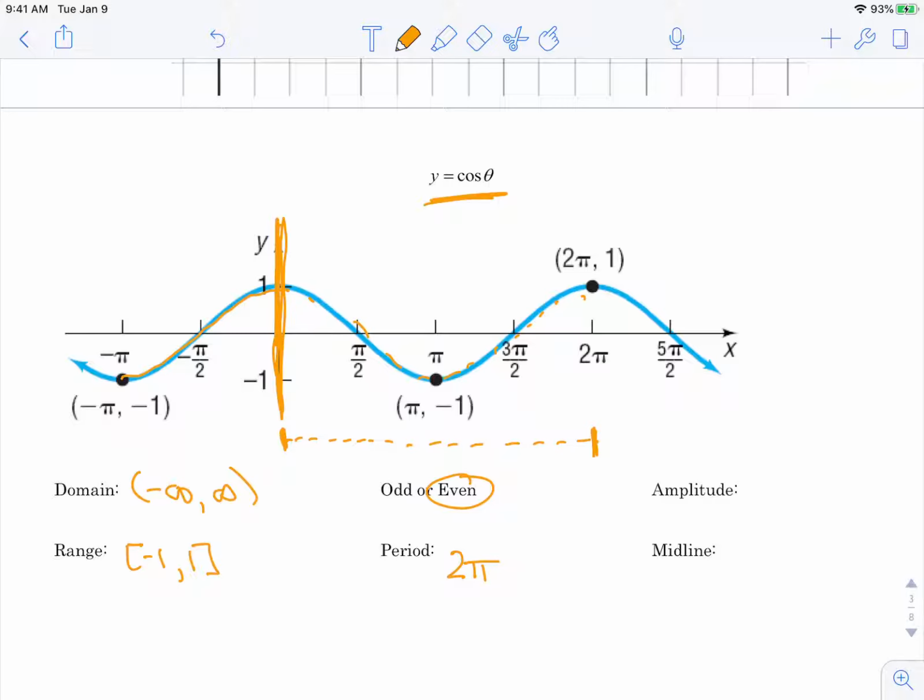My amplitude, well, remember from my midline, so maybe I want to do my midline first. You cut it in half. It won't always be here, but for this one it is. And that equation is y equals 0. And my amplitude, remember, is the height from my midline to my maximum, so it's 1.